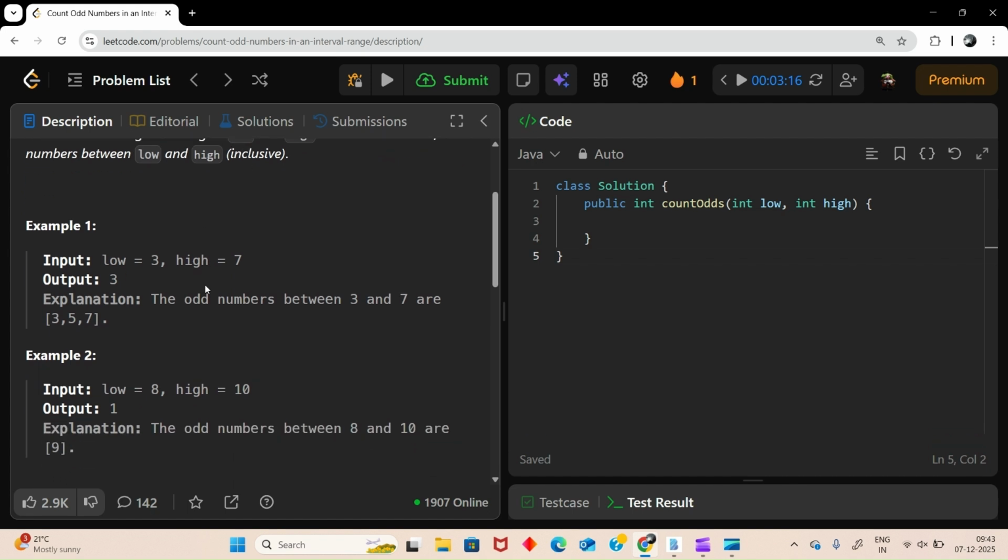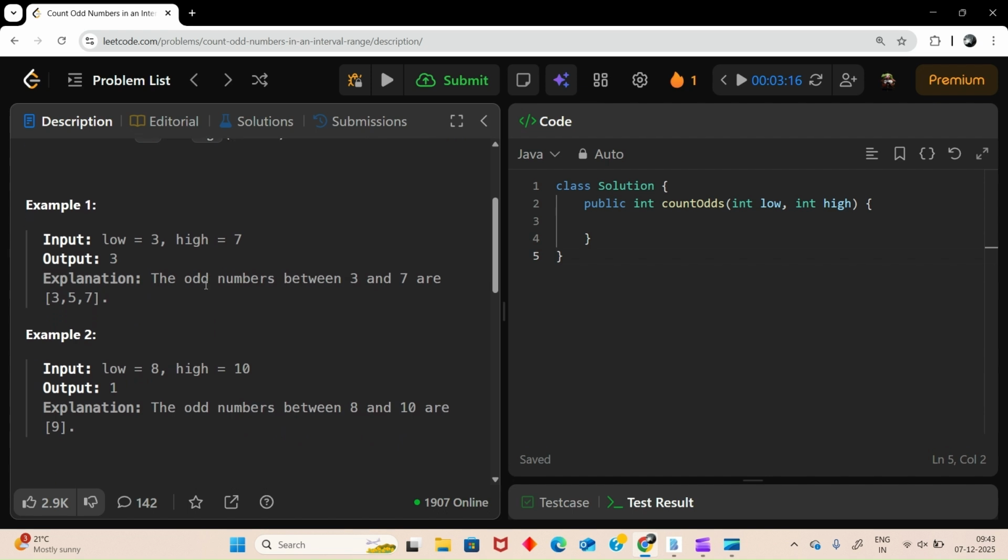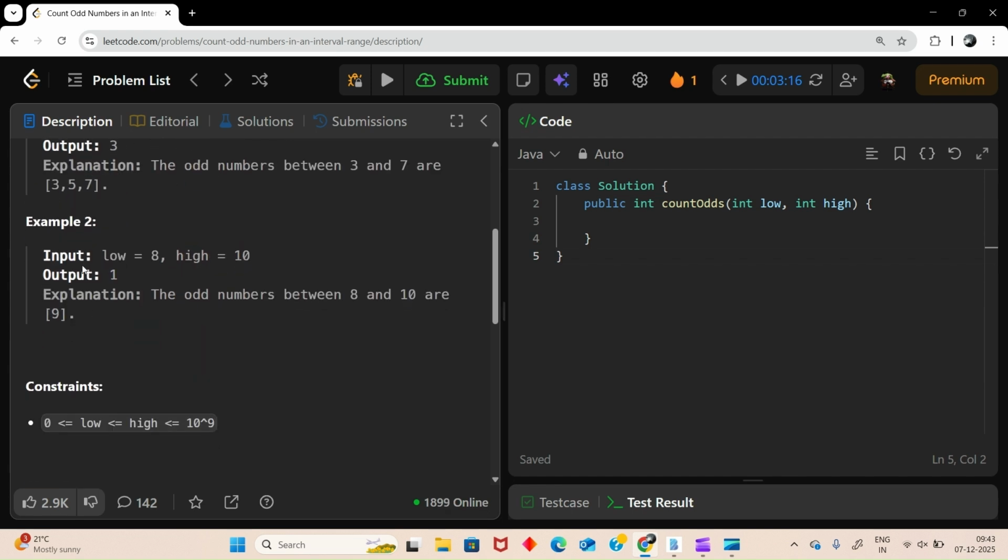If you see example 1, low is 3, high is 7. So from 3 to 7, like 3, 4, 5, 6, 7, out of this, how many are odd? 3, 5, 7 are odd. So that is why the output is 3. Now example 2 is 8 to 10, as we have to include both: 8, 9, 10. How many odd numbers are there? Only one, that is 9.